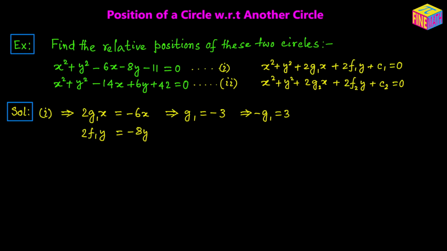And similarly, 2 f sub 1 y is equal to negative 8y, and from there f sub 1 is equal to negative 4, and from there negative f sub 1 is equal to positive 4.